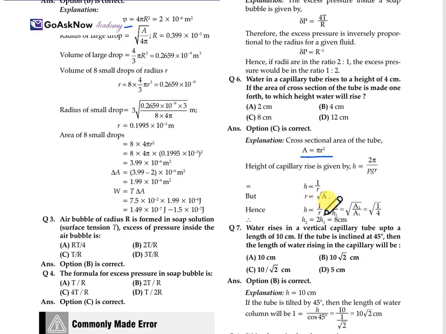So h is directly proportional to 1 upon r. So h1 upon h2 is equal to square root of A2 upon A1. We'll just substitute the value in this way. The value of r is equal to root A only. So it will be square root of 1 by 4. So h2 is equal to 2 h1, which is equal to 8 centimeters. So option C is the correct one.